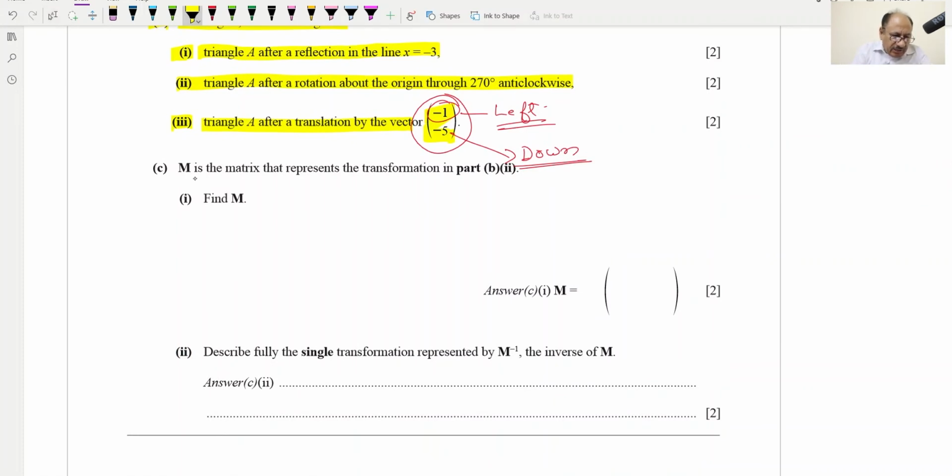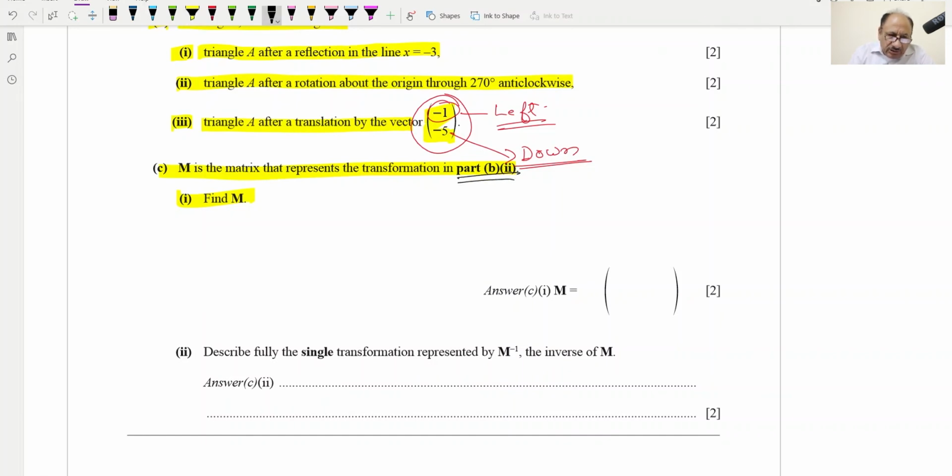C part says M is the matrix that represents the transformation in part B2. B2 is what? B2 is anti-clockwise rotation anti-clockwise by 270. So find the matrix M. This is a 2-mark question, and you have to just write the matrix basically.